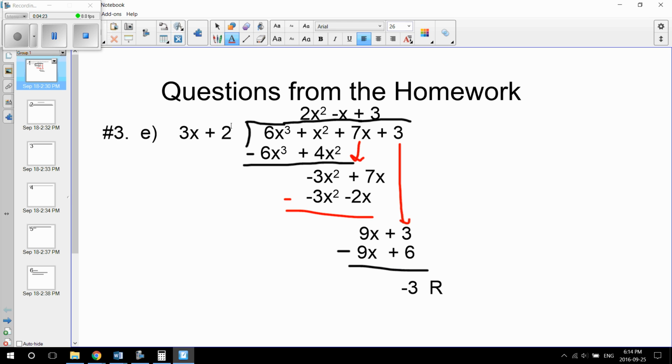So we know that when we divide this polynomial by 3x plus 2, our answer is 2x squared minus x plus 3.